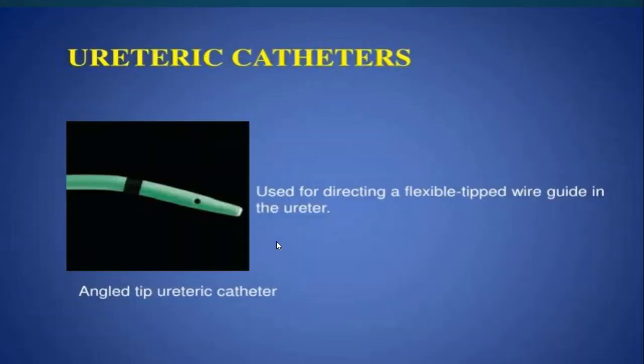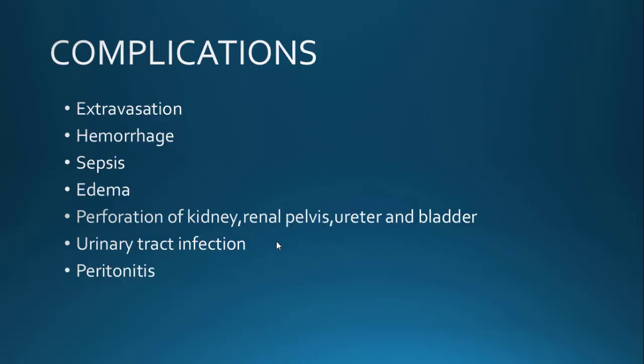This is angle tip ureteric catheter. It is used for directing a flexible tip wire guide in the ureter. Their complications are they can cause extravasation, hemorrhage, sepsis, edema, perforation of the calyceal system, renal pelvis, ureter and bladder. They can cause UTI if they are placed for a longer time period, and peritonitis by perforation.